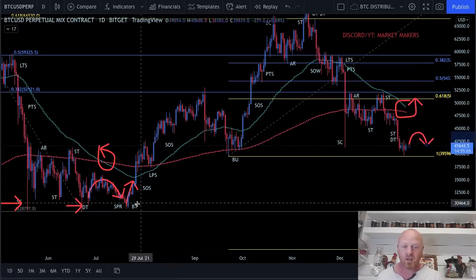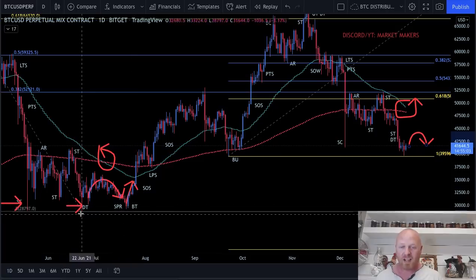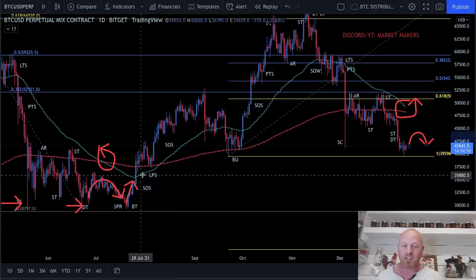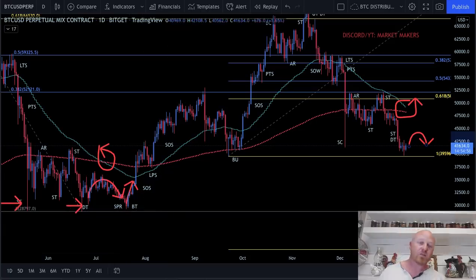And again, look where price got to. Price did not revisit the exact area of the down thrust, but it got really, really close to it and then sprung up, okay? That's what we're tracking.